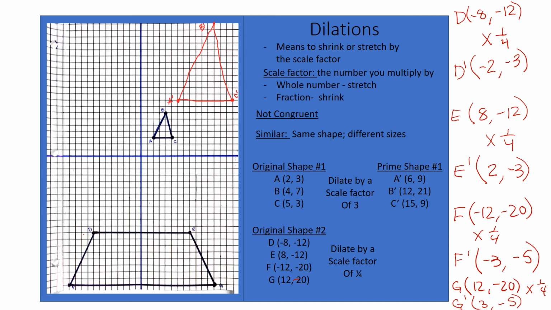Once we have our new prime points, we can go ahead and graph them. D prime is at negative 2, negative 3, and I'm going to label that D prime. E prime is at positive 2, negative 3. F prime is at negative 3, negative 5. That's F prime. And G prime is at positive 3, negative 5. Again, once we have finished, we can connect the dots. And it should still be the same shape, only smaller.